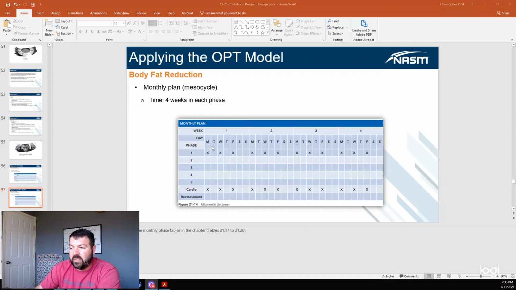The monthly plan. As you can see here, Monday, Wednesday, Friday, phase 1, and cardio on those days. This is usually just a Monday, Wednesday, Friday plan for the general population.